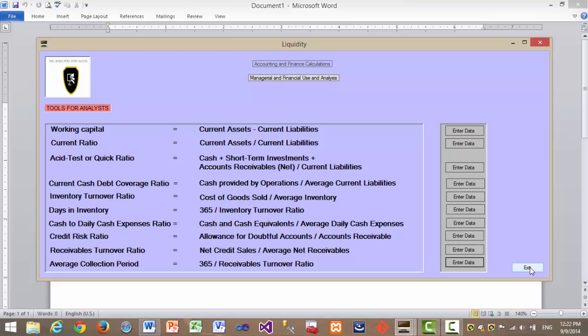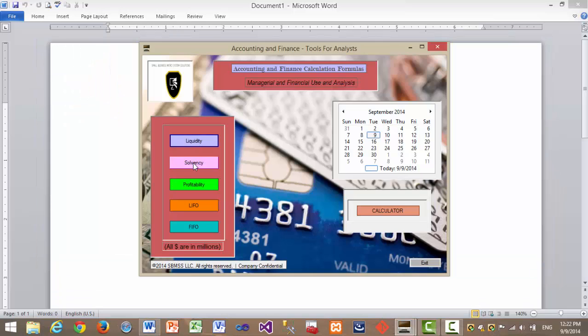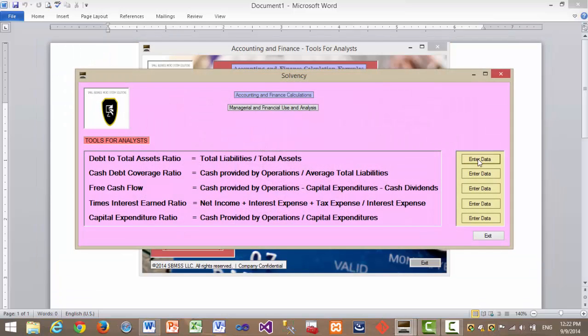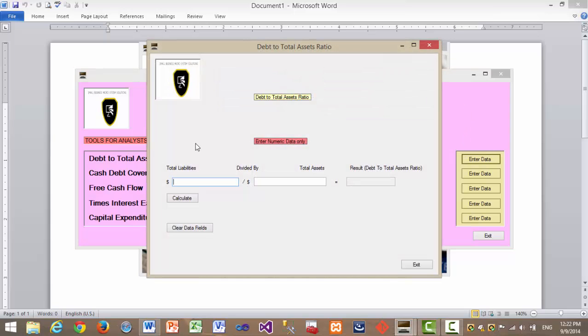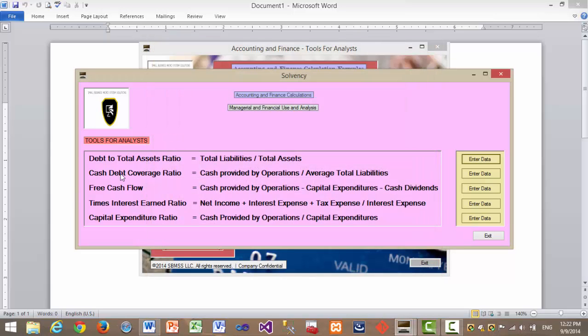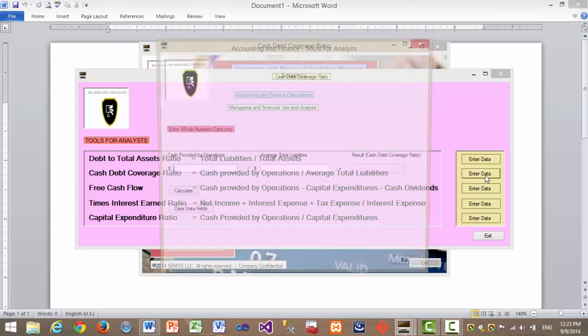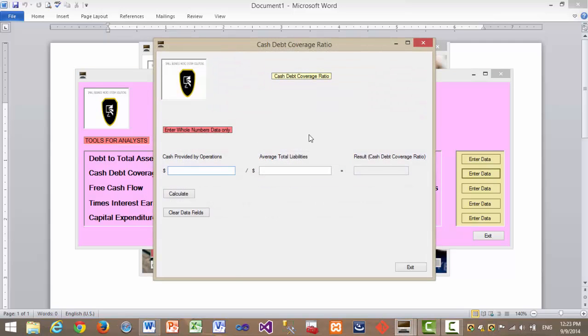We're going to now go to solvency. Look at the debt to total assets ratio, which consists of total liabilities divided by total assets. It gives you the debt to total assets ratio. Cash debt coverage ratio is cash provided by operations divided by average total liabilities. It results in the cash debt coverage ratio.